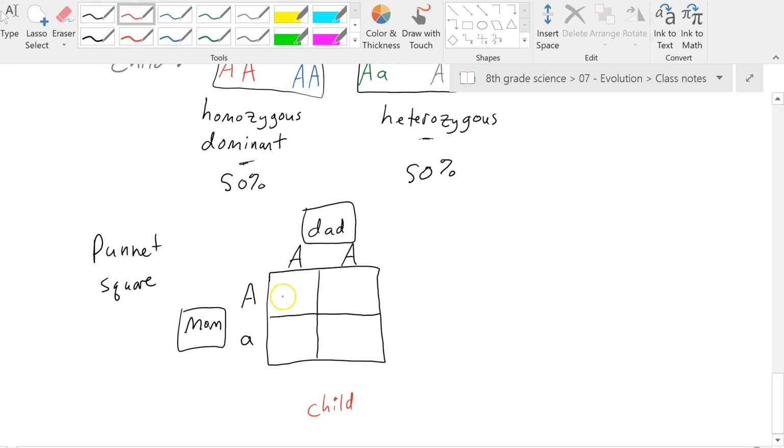So if I look in this cell here, at the top we've got a big A from dad, and on the left side we've got a big A from mom. This one right here, at the top a big A from dad, at the left a big A from mom. Down here, at the top a big A from dad, at the left a little a from mom. And this last one, at the top a big A from dad, at the left a little a from mom.